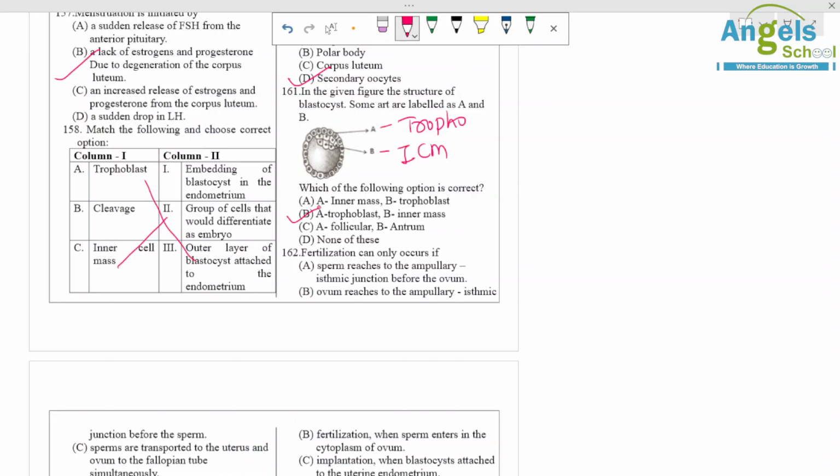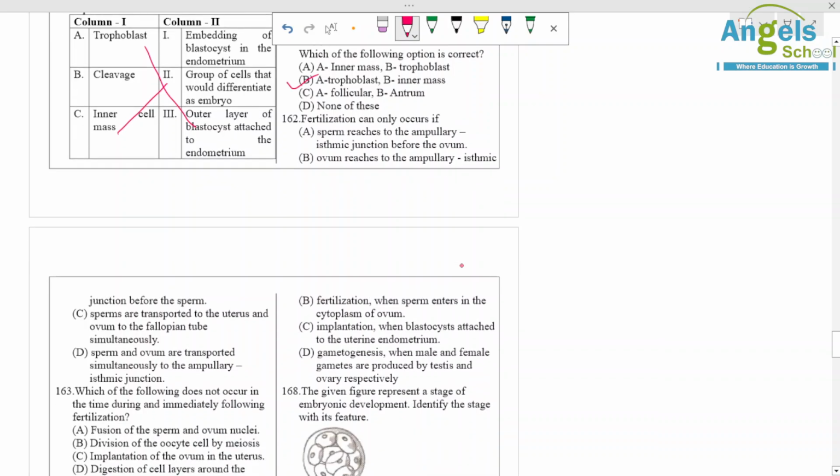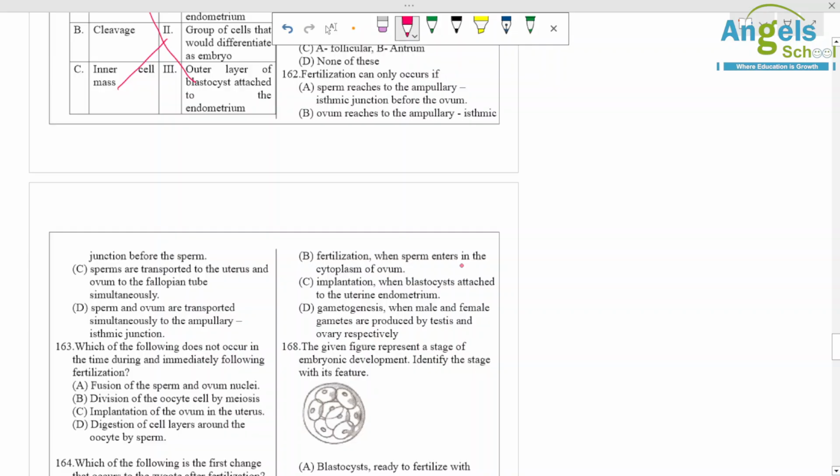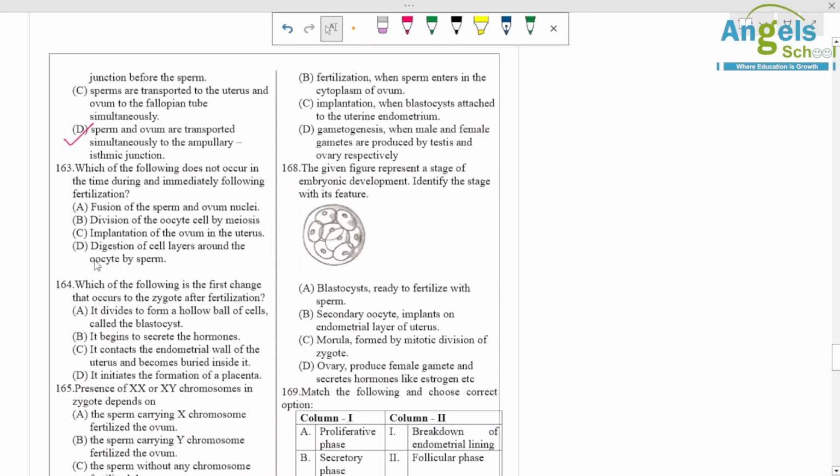Okay, question number 162. Fertilization can only occur if sperm reach the ampullary isthmic junction before the ovum. Incorrect. Ovum release to ampullary isthmic junction before the sperm. Again incorrect. Sperms are transported to the uterus and the ovum to the fallopian tube simultaneously. Again incorrect. Sperms and ovum both are simultaneously present in ampullary isthmic junction. That is the correct option.